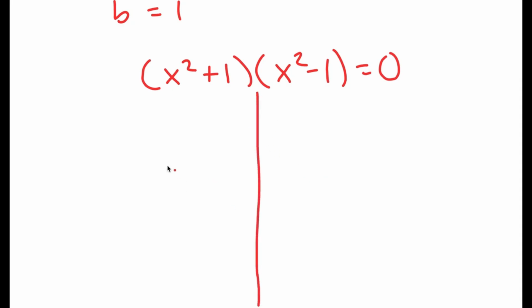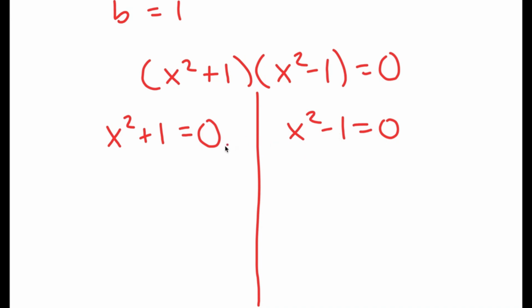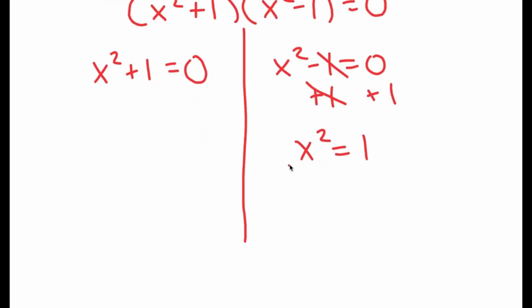Now this gives me two equations. I get x squared plus 1 is equal to 0, and x squared minus 1 equals 0. So let's first solve x squared minus 1 equals 0 because it's simpler than x squared plus 1 equals 0. To solve this, I'm going to first add 1 on both sides. So I get x squared is equal to 1. And now I'm going to take the square root on both sides. Square root of x squared is x, and I get x equals positive or negative 1.